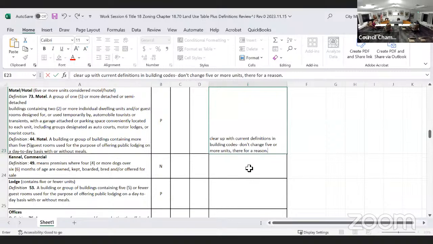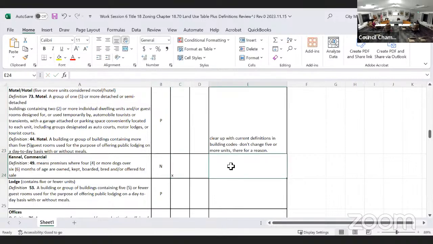Okay, next, kennel, commercial means premises where 4 or more dogs over 6 months of age are owned, kept, boarded, bred, and are offered for sale, not permitted in the commercial business district. I'm okay with that. I think that it would have a very negative impact in the commercial district. Well, depending on the amount of space you have. I think it's correct leaving it with an N. Not allowed.